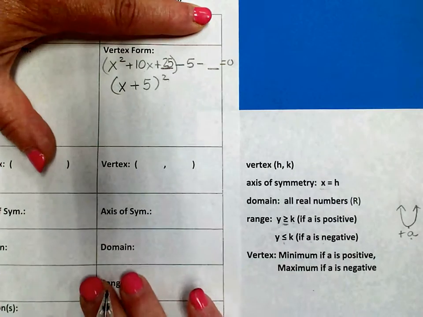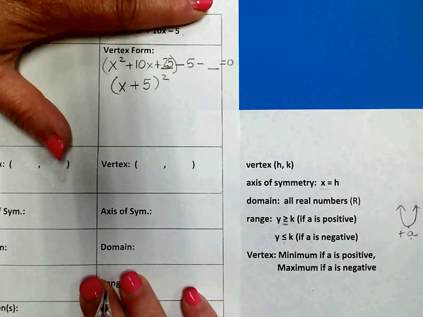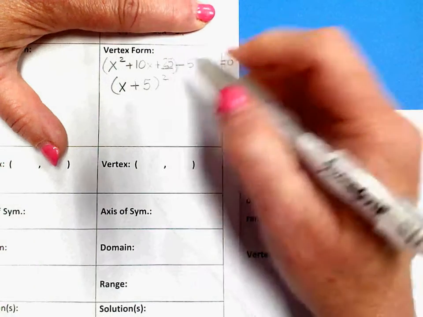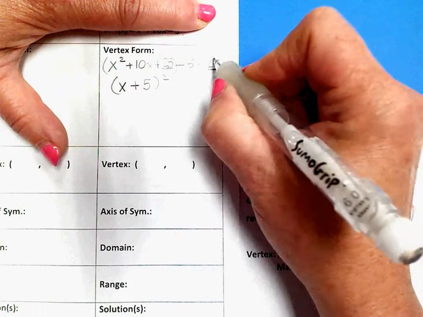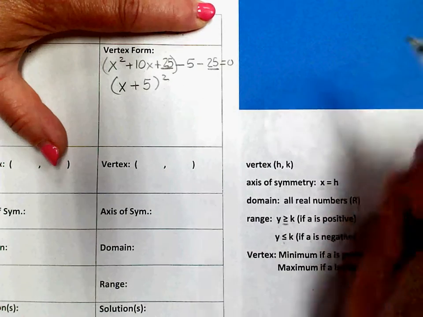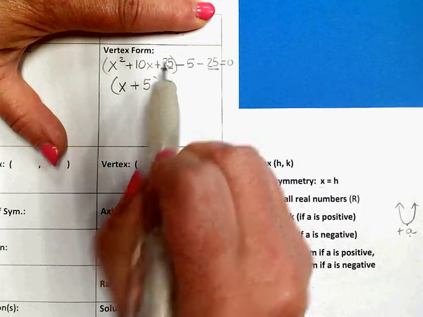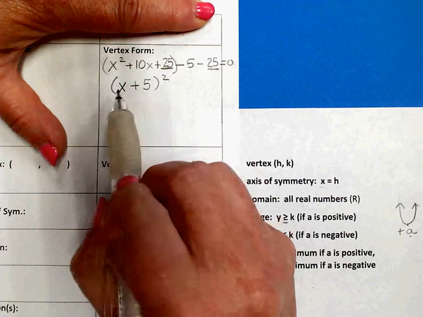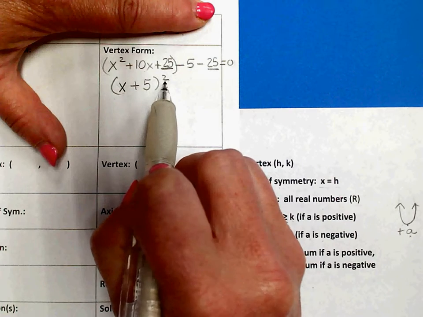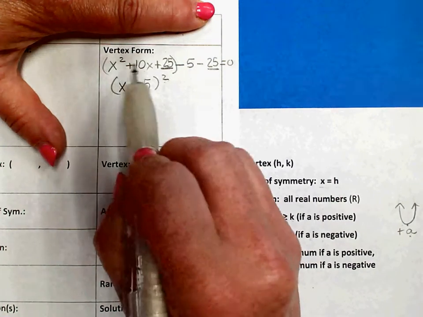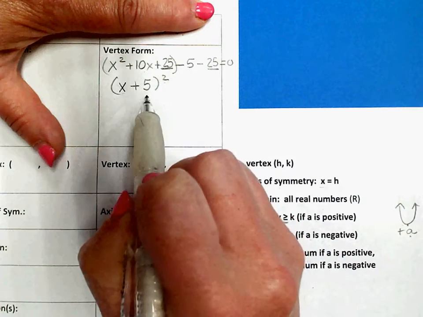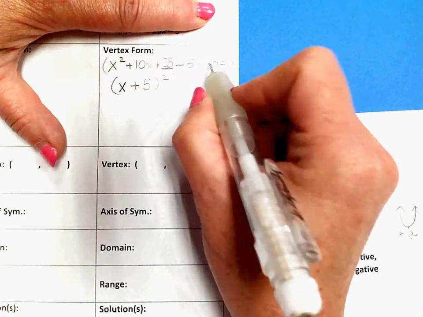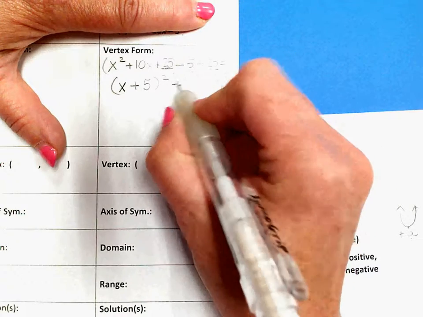I'm still seeing a lot of people say that 5 squared is 10. Please don't make that mistake. If I add 25 right here, in order to offset it, I'll subtract 25. Now these three terms are right here. If I went ahead and factored or multiplied this out, the x plus 5 times x plus 5, it would give me these three terms. That's what I just created. These two are like terms. Negative 5 and negative 25 make negative 30.